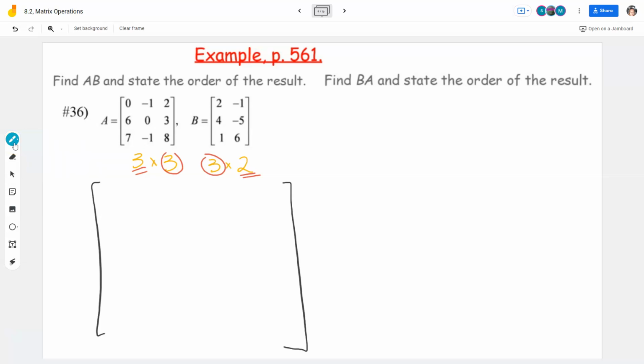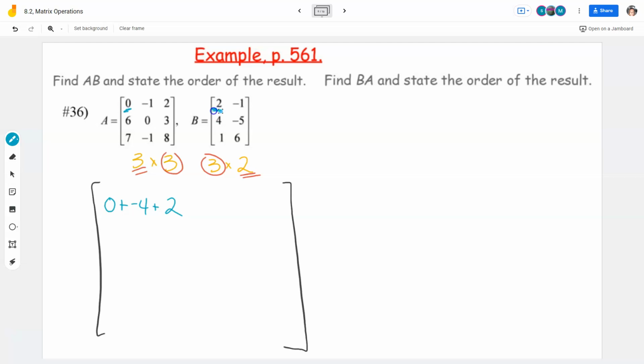When I point, you do what? 0 times 2. Multiply, right? So what's 0 times 2? 0. When I move, you put a plus. What's that going to be? Minus. When I move, you put a plus. What's that going to be? So I have to bring together 3 columns of information. So it's going to be 0, negative 4, 2.